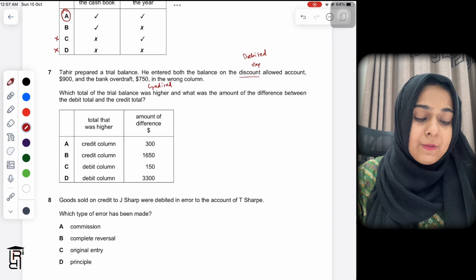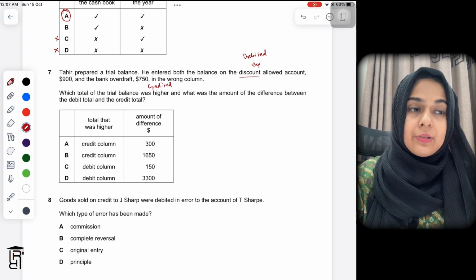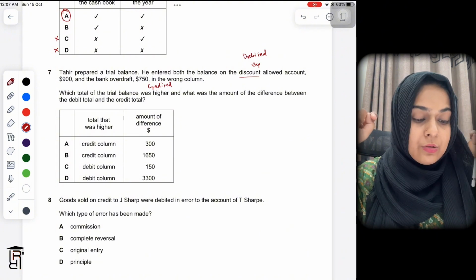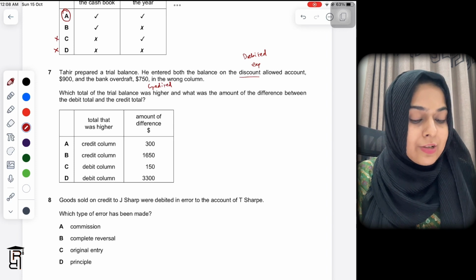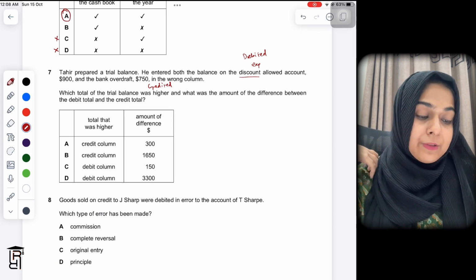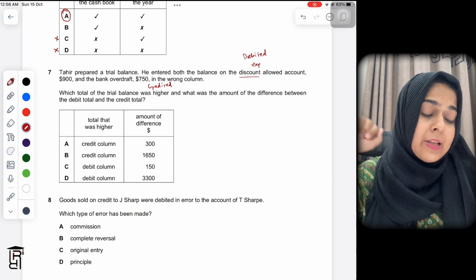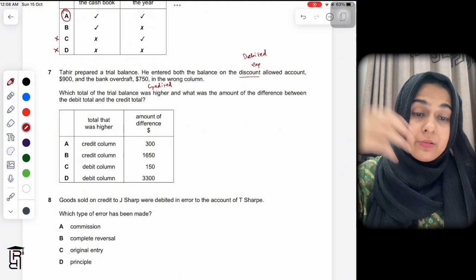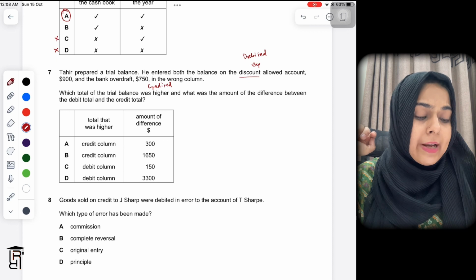So it's pretty obvious that if they have put 750 on the debit side and 900 on the credit side, and they have switched the sides, then your credit column is heavier. But how do you work out the amount of difference between both sides of the trial balance? Here, if the discount allowed account is written on the credit side instead of the debit side, to correct it you need to make a journal entry.